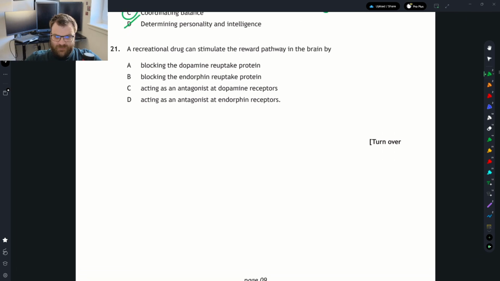Next one, a recreational drug. So the reward pathway is to do with dopamine. And that would mean it's going to be A or B. An antagonist would block the dopamine receptors. That would stop it from working, so it's not going to be that one. If it blocks the reuptake, it means that the levels can increase and it's not going to go away.